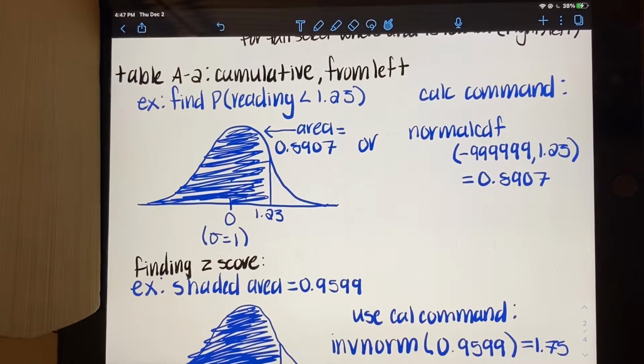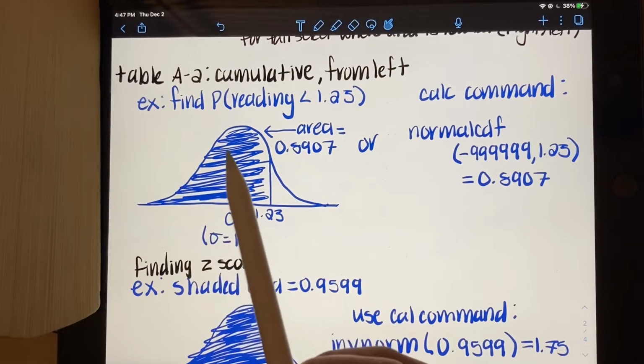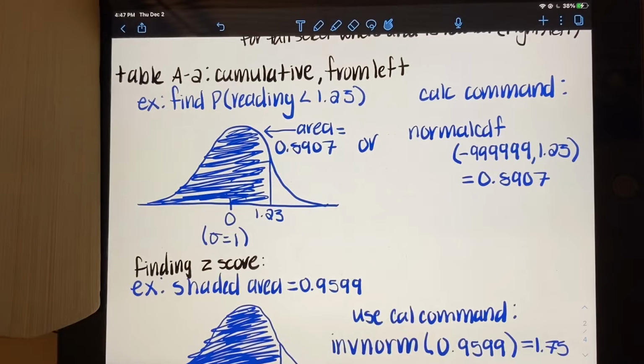So for our table A2, it's important to note that it is cumulative and it's from the left. So it's typically from a left tail, which I'm going to explain. In this example, we have finding P, which is probability of z being less than 1.23. I recommend for every equation you draw out the bell-shaped curve, because it is just easier to see in general. So I drew it out.